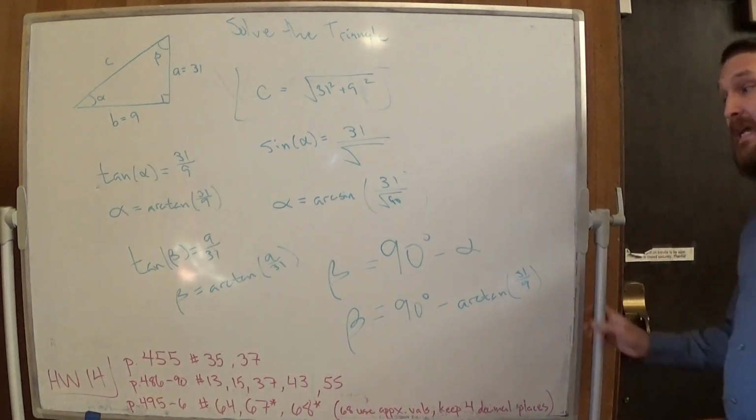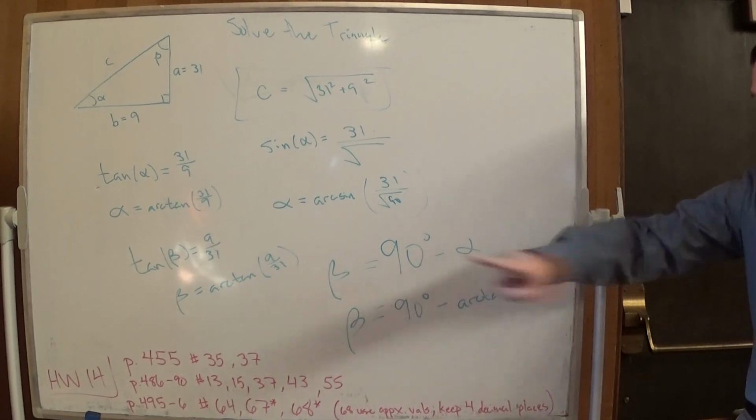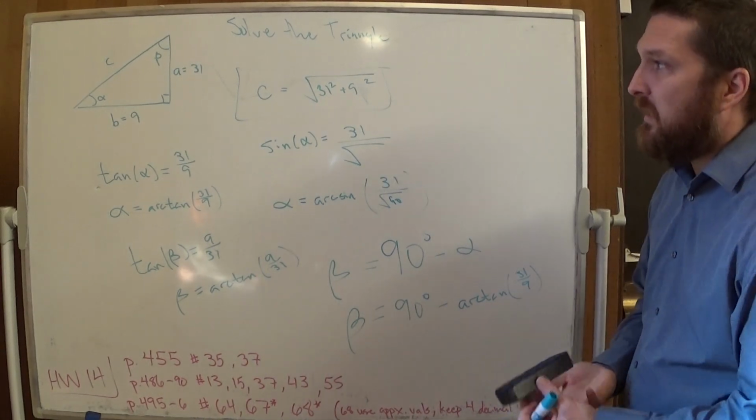Now, if we were in radians, what would you put right here? Pi over 2. There you go. Okay? So you're going to go back and do a couple of those. All right? Now, another way, yet, we could get C.